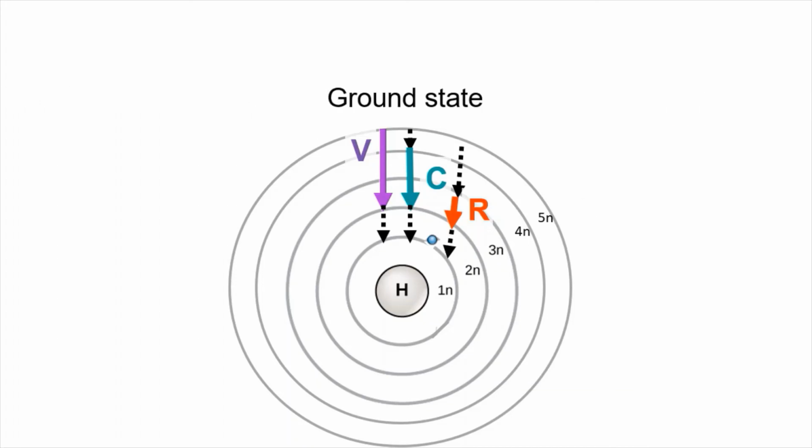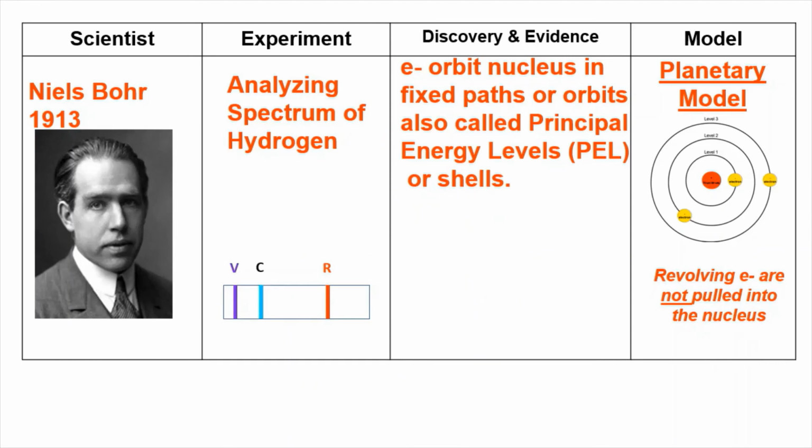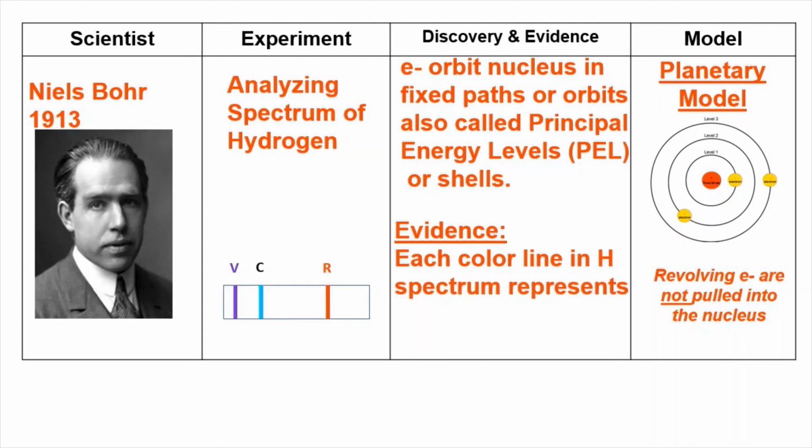So we can see here that with Bohr's model, all of the colors in the hydrogen spectrum can be explained. A big drop in energy creates a violet line, a medium drop creates cyan, and a small drop creates the red line. So let's add to our notes. Under discovery and evidence, we're going to fill in the evidence that Bohr had for his planetary model. And the evidence would be that each colored line in the hydrogen spectrum represents a specific drop between energy levels. The purple was from 5 to 2, the cyan is 4 to 2, and the red would be from level 3 to level 2.